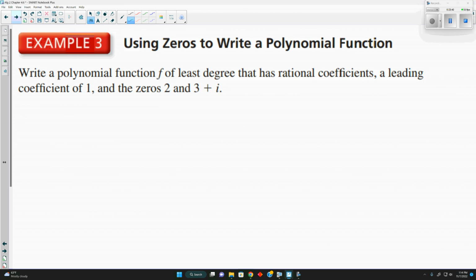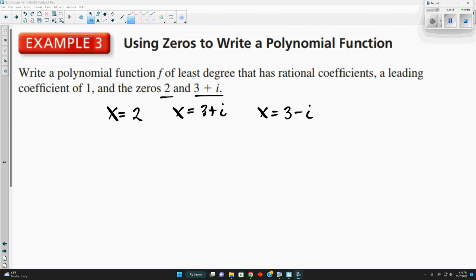We're going to find the polynomial that has zeros of 2 and 3 plus i. So all this is saying is that x is equal to 2 and x is equal to 3 plus i. Well, if that's the case, it also means x is equal to 3 minus i. Questions on this so far?